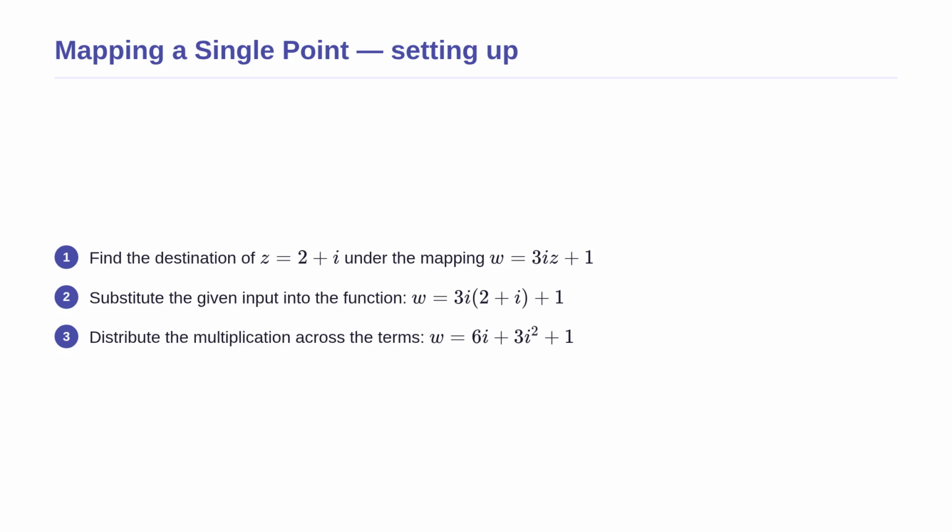Now that we have a visual understanding, let us look at a basic numerical example to see how a single point moves. We are given a specific starting point, z equals 2 plus i, and our mapping rule is w equals 3 times i times (z plus 1). We need to find exactly where this point lands.